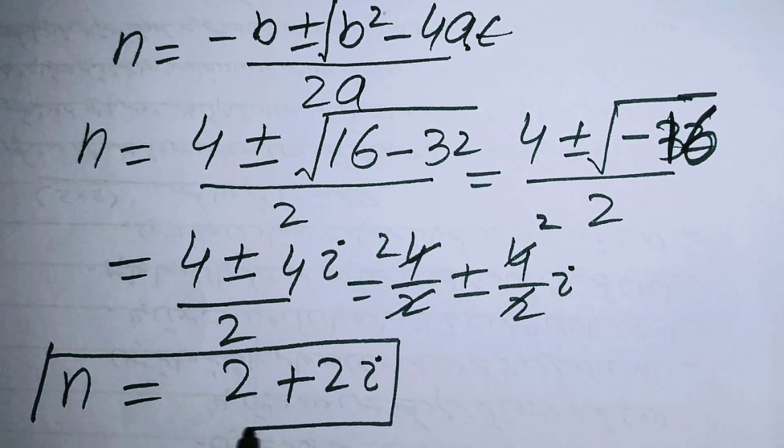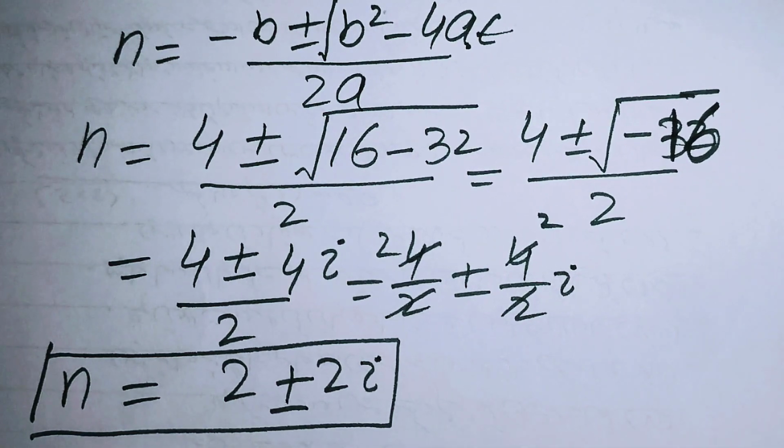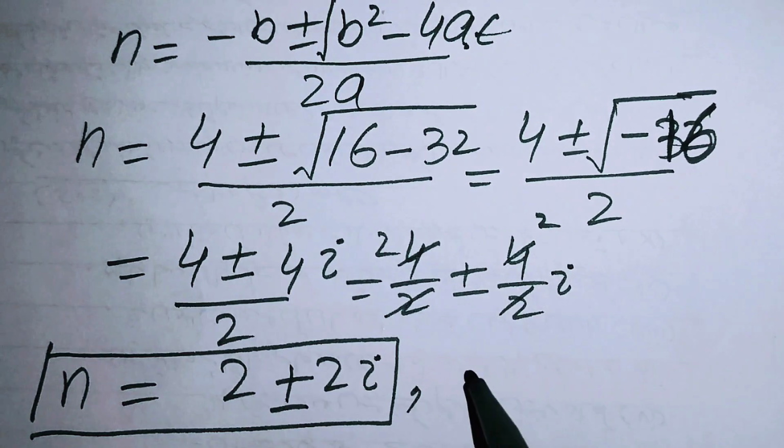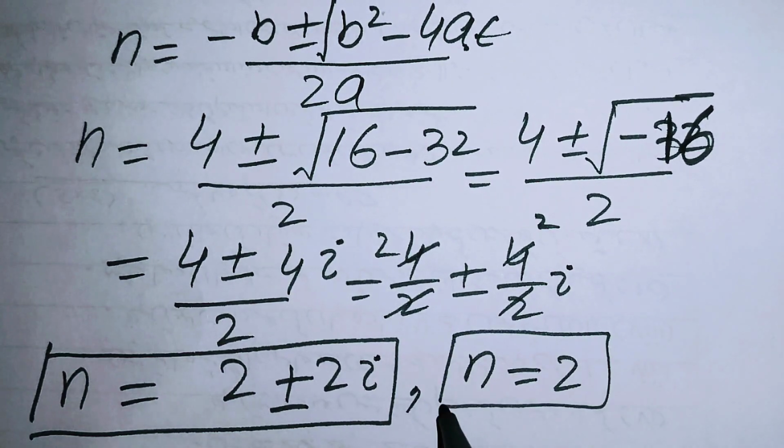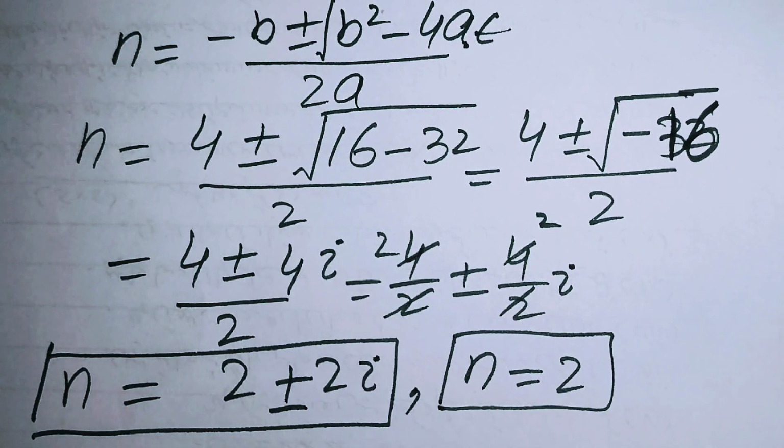So these are the other two roots of the given equation, and at the start we got the first root of the equation, n is equal to 2. So these are the three roots of the given equation, and this is our final answer.